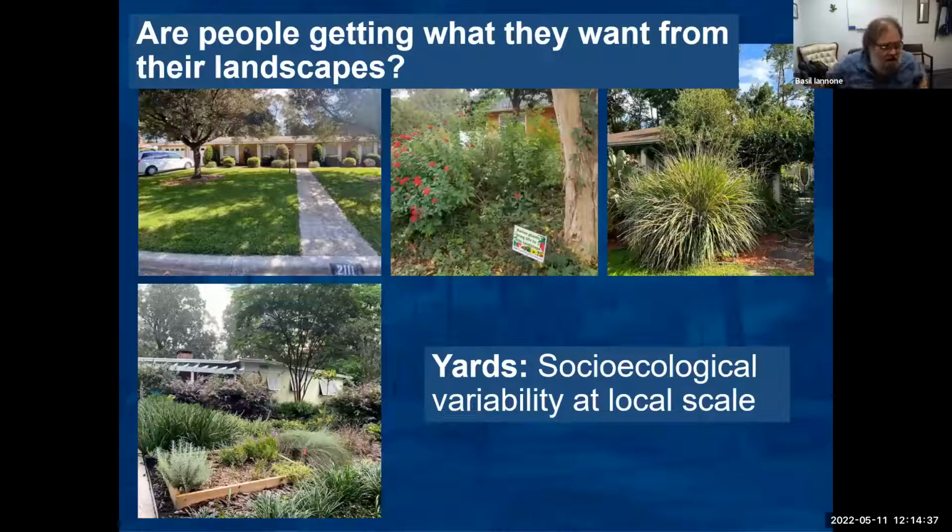So I'm going to get into two of my studies right now. The first one is asking, are people getting what they want from their landscapes? I find yards really interesting because they're very variable with social and ecological perspectives. If you look around yards, there's oftentimes differences in how they're managed and designed. There's differences in structure and biodiversity of plants. There's differences in what people want from their yards. And some people view them as status symbols.